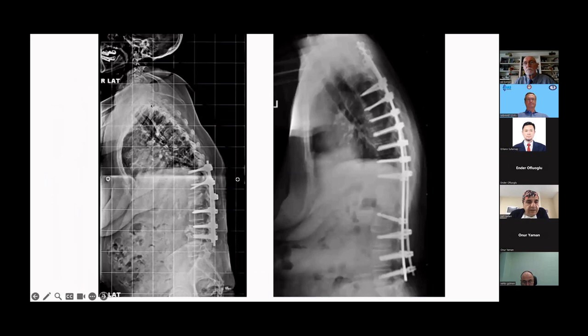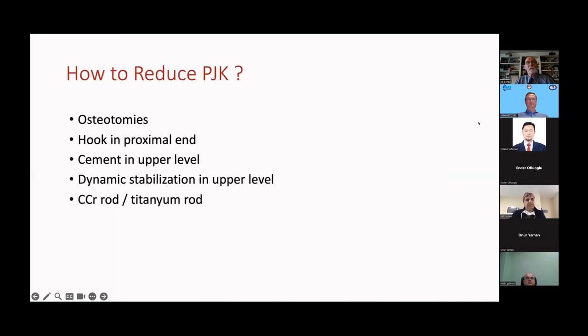But in cases in which the SVA is much more in front, probably 10 or 15 centimeters in front of the L5-S1, this system will fail, as in this case. And therefore, in such cases, it's better to address this problem. After osteotomies, you can extend the system to the upper levels. If you do, you prevent proximal junctional kyphosis.